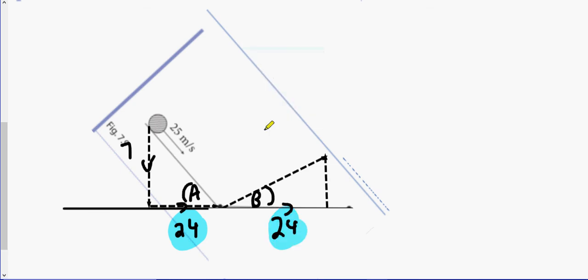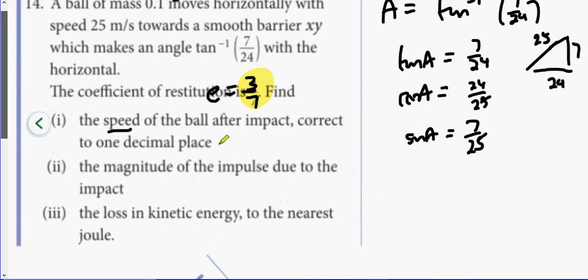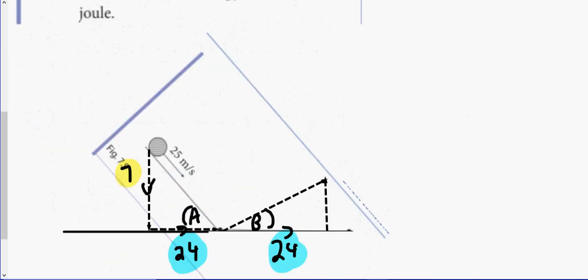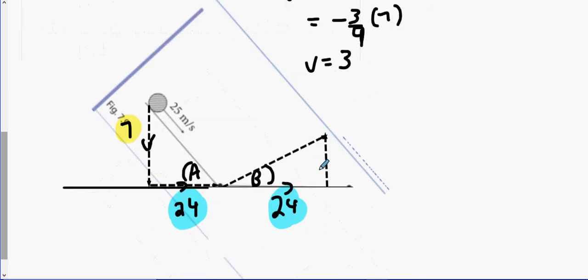But we have to figure out what happens to the 7. Well, we know that it's going to be 3/7 of its initial speed. So v equals minus e u. 7 on its way down is minus 7. Sorry, 3/7 of minus 7. v value of plus 3. So it's plus 3 on its way up.